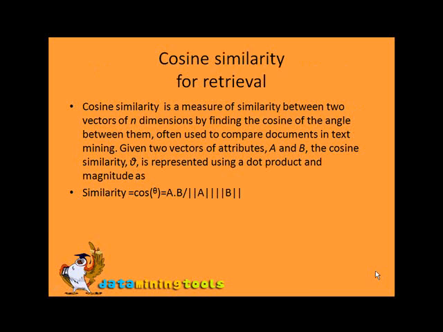So, how do we calculate cosine similarity for retrieval? It's a measure of similarity between two vectors of n dimensions by finding the cosine of the angle between them. These are often used to compare documents in text mining. Suppose we're given two vectors of attributes a and b. The cosine similarity is represented using the dot product and magnitude as cos theta, which is equal to the dot product of the two vectors a and b divided by their magnitudes.